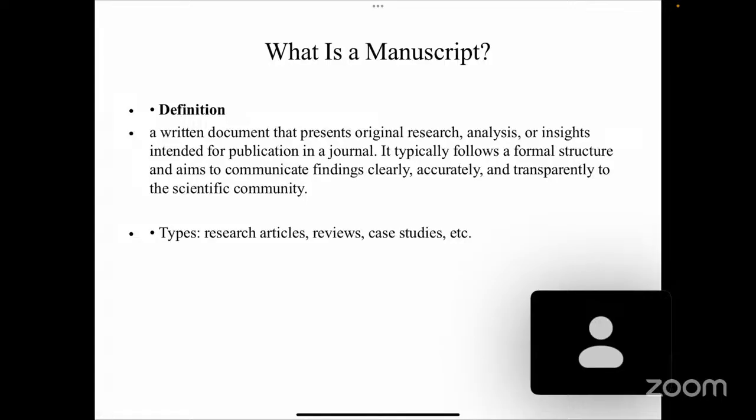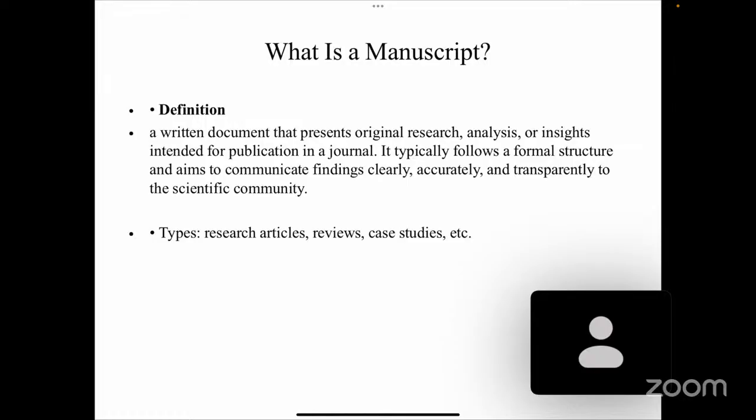So simply, as we all know, a manuscript is a written document that presents original research, analysis, or insights intended for publication in a journal. It typically follows a formal structure and aims to communicate findings clearly, accurately, and transparently to the scientific community. So this is the importance of a manuscript.